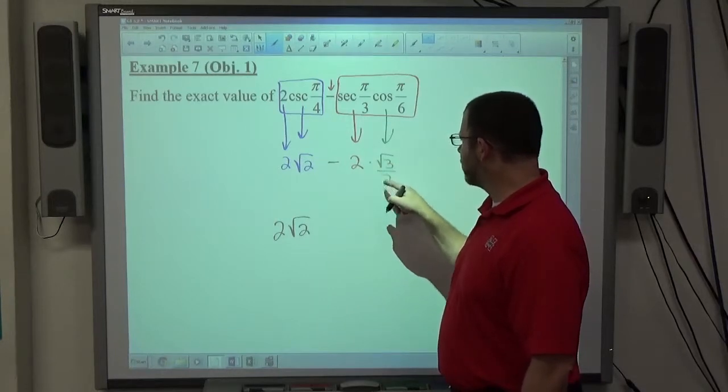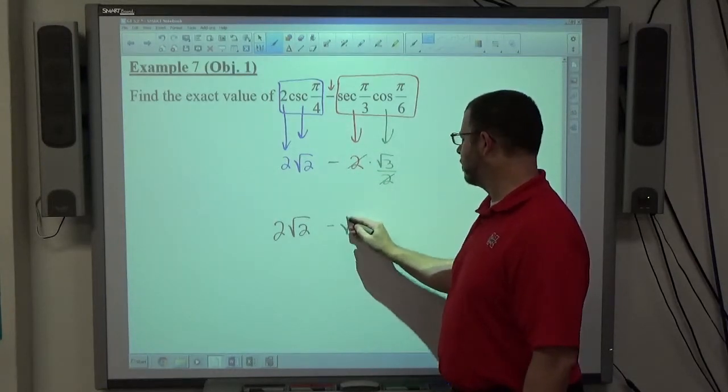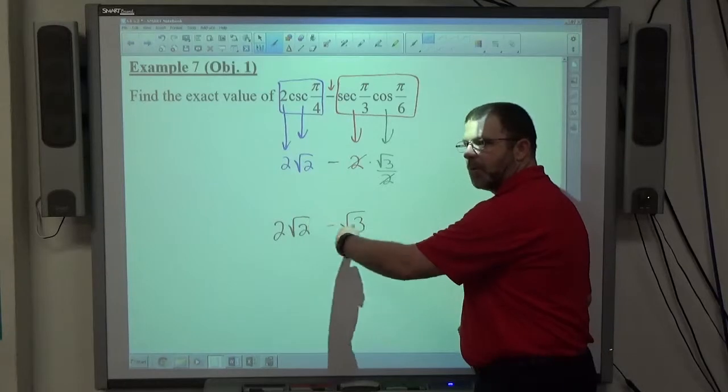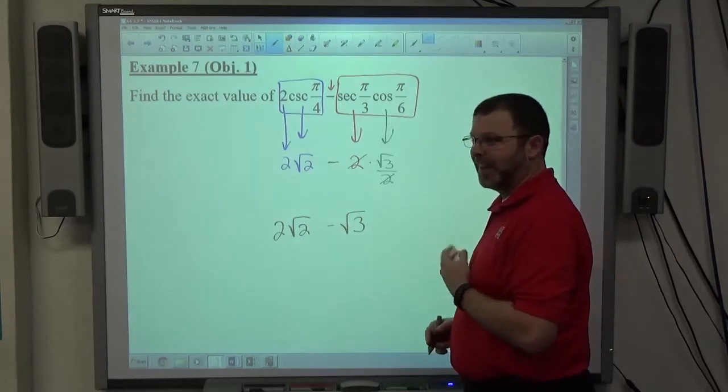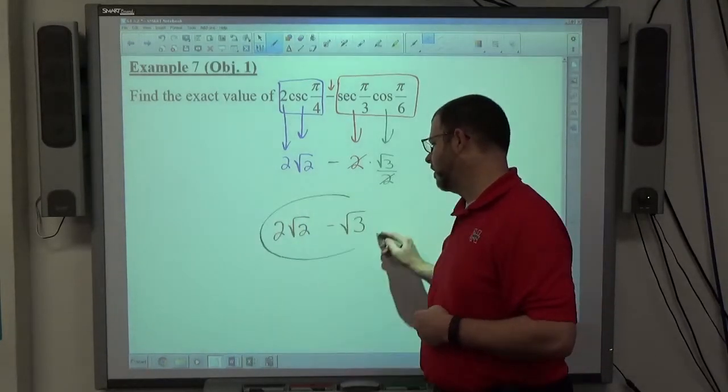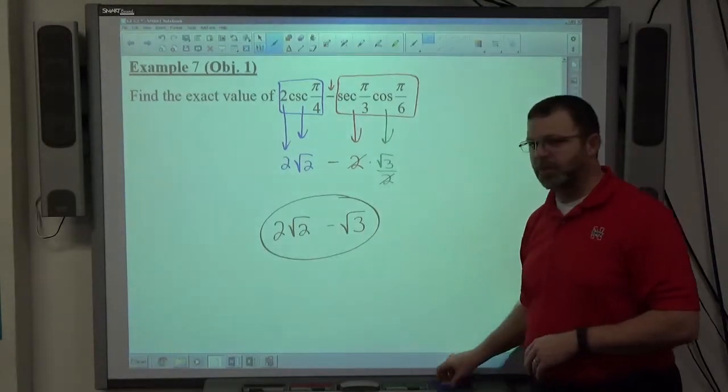This 2 being multiplied by the square root of 3 over 2, the 2's cancel, so I get minus the square root of 3. If these happen to have the same radical, I could add or subtract them at that point. They don't, so I can't go any better than that. 2 times the square root of 2 minus the square root of 3 is the best answer for that one.